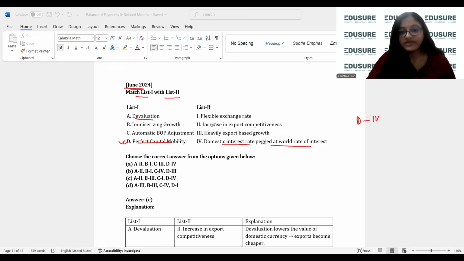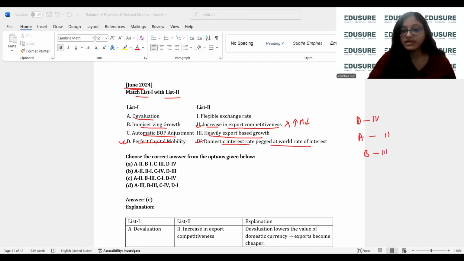Then devaluation. Devaluation will lead to an increase in export competitiveness, because export will go up, import will come down. Export competitiveness will improve. So A will be option number 2. This and this is done. Then you have immiserizing growth. Immiserizing growth will be heavily export-based growth. Primary good exporting countries, basically the developing nations. So B will be option number 3.